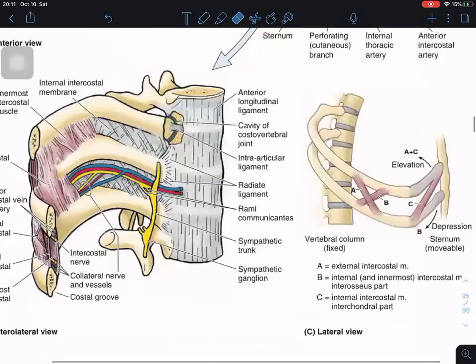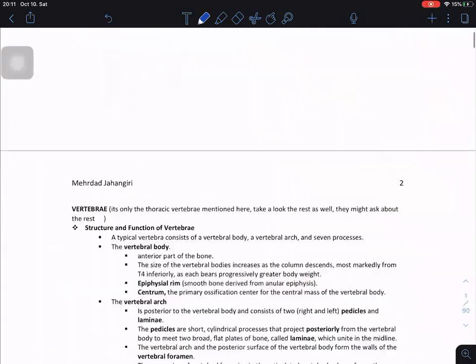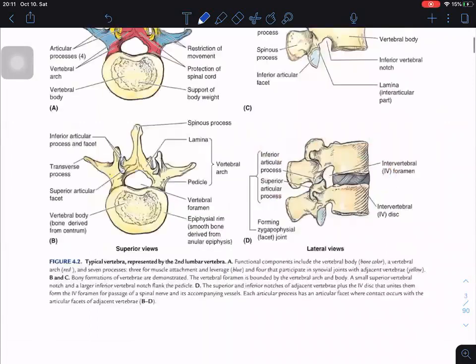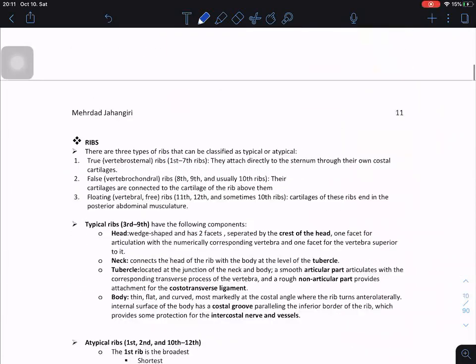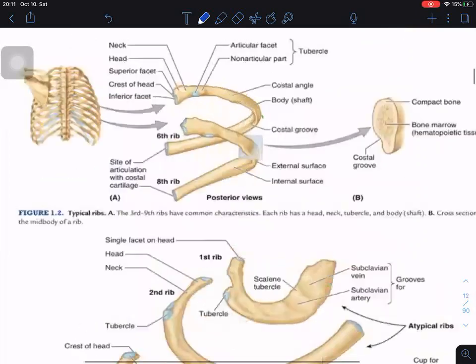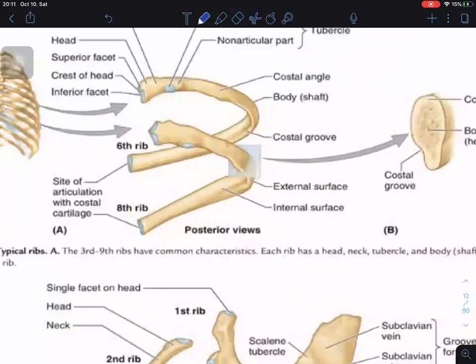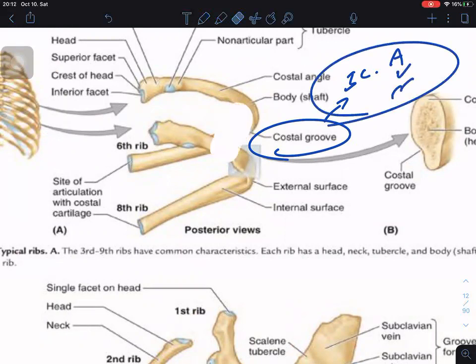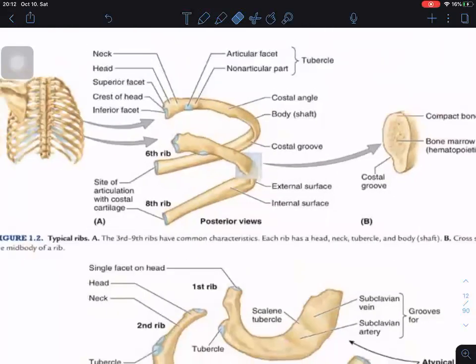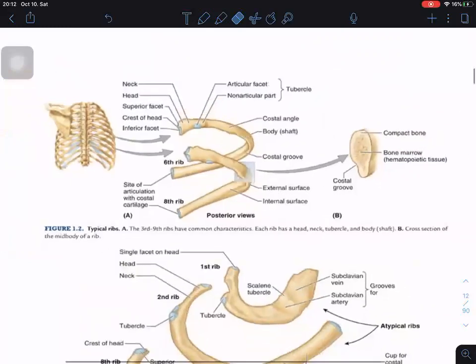Something that you have to keep in mind is that, back in the basics of the ribs, let me find a proper picture. All right. So this is a posterior view of the 6th and 8th ribs. Okay. So if you see over here, on the lower portion of the ribs toward their inferior margin, you have a groove here which is called the costal groove. This is where the intercostal artery, vein, and nerves are supposed to be running. So the nerves and vessels are actually running in the costal grooves.